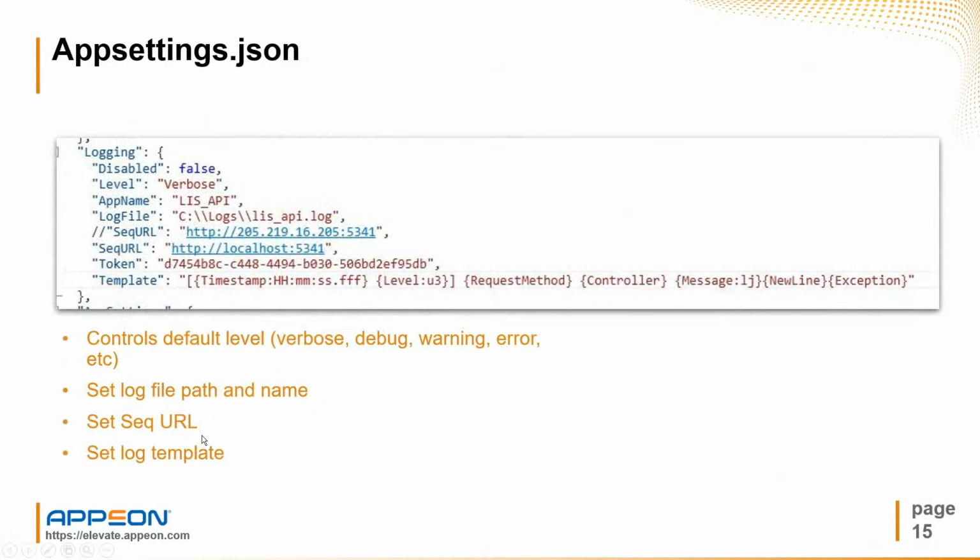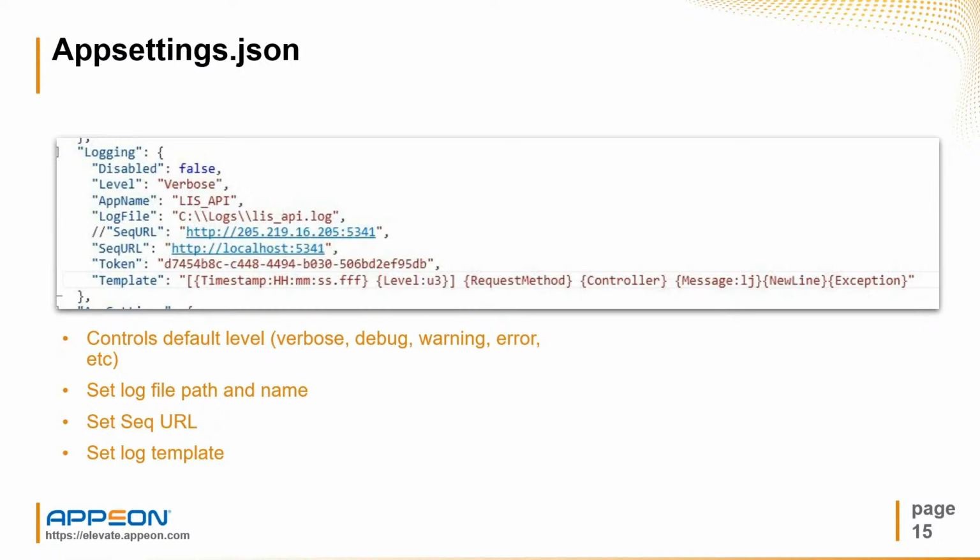App settings JSON, very important, and I'll show you this in SnapDevelop. But there's a logging section. Within it has a bunch of parameters or settings, if you will. Things that are important here to note are whether or not you want it disabled. The minimum level, you can have verbose, debug, warning, error. If you set it too high, then you might be missing out on messages that you might need to track.